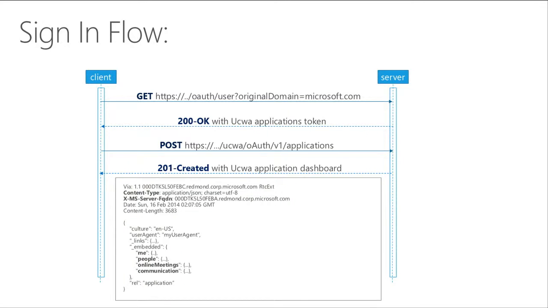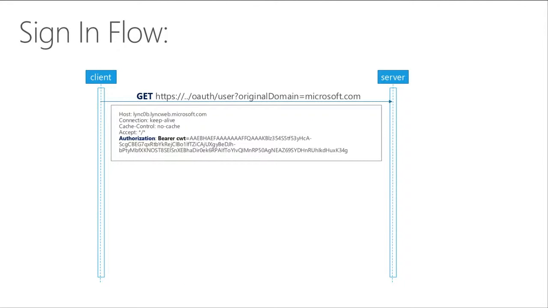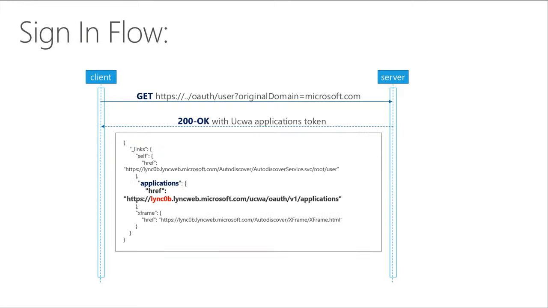When you do a GET on the autodiscover with the credentials, it's going to come back with a response body. Now, you see the self href here. The client should always compare the host of this part. In our example, it is link0b.linkweb.microsoft.com. That's the host of the URL. You should always compare the host of the response with the host of the request you originally sent out.